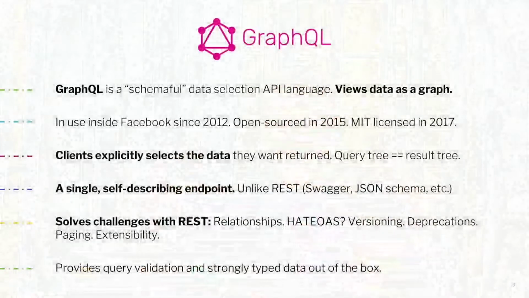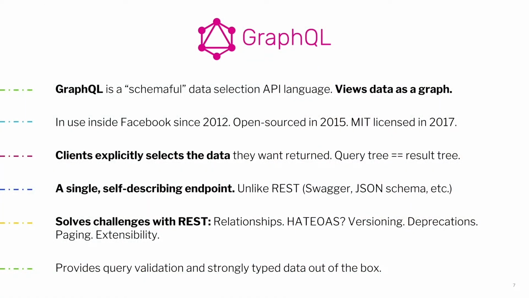But with GraphQL, it's built right in, right? So you can build a lot of tools on top of it because you can query what is available for you to query. And it solves a lot of challenges that you find with REST, having to navigate different resources, relationships between resources, versioning, deprecating APIs, paging, extensibility, like all of these things are built within the GraphQL specification. So it provides a really nice developer experience, both in designing the API and in consuming the API.